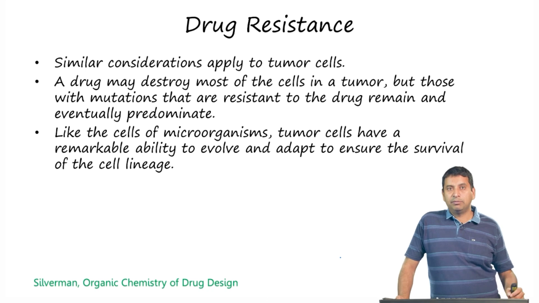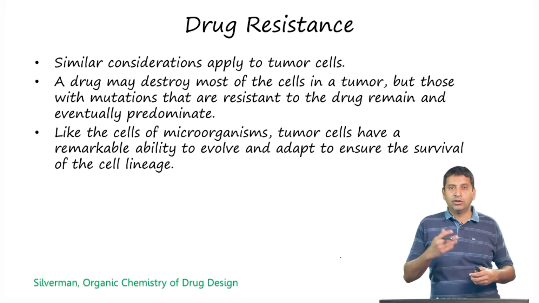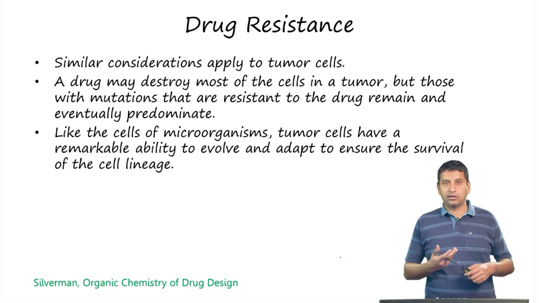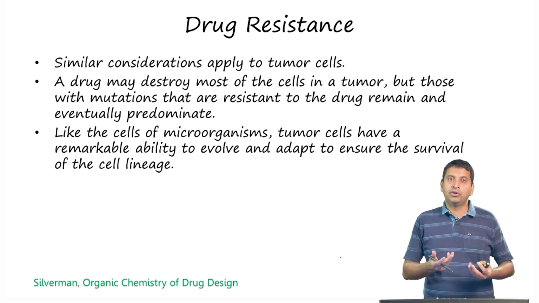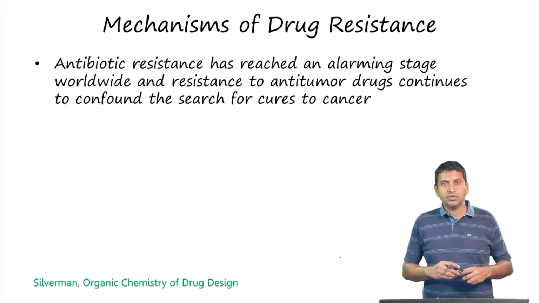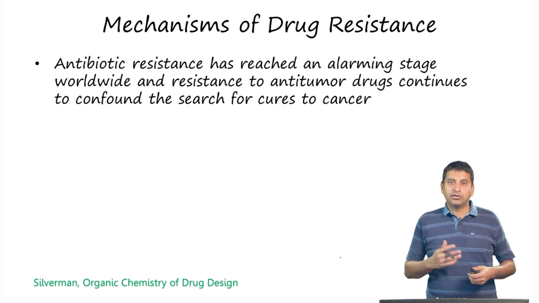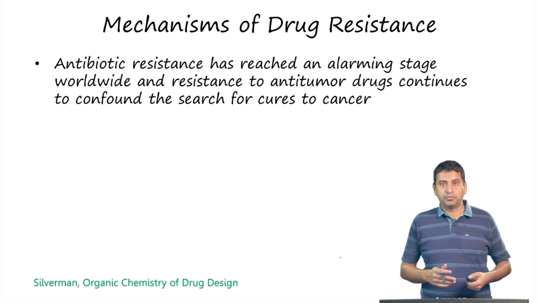Much like bacteria, you also have cancers or tumors which have similar considerations. Once we expose the tumor to a drug, it is possible that a large number of those cells are killed, but some of them which have existing mutations that can help with resistance are likely to predominate. Then these will evolve and adapt to ensure the survival of the cell lineage. Antibiotic resistance is now such a huge problem across the world that it is quite likely that in the next decade or two even simple infections will be difficult to cure. Similarly, resistance to anti-tumor drugs is becoming a huge problem.